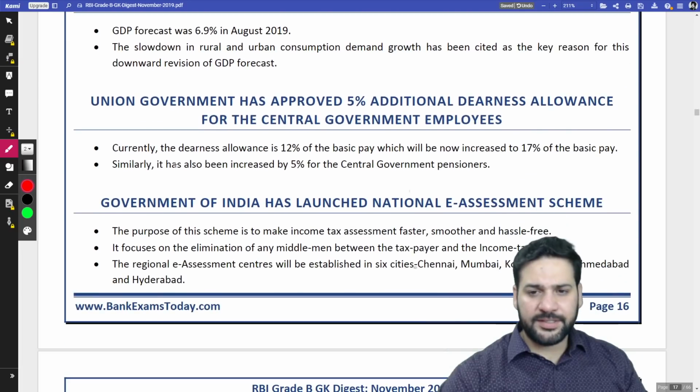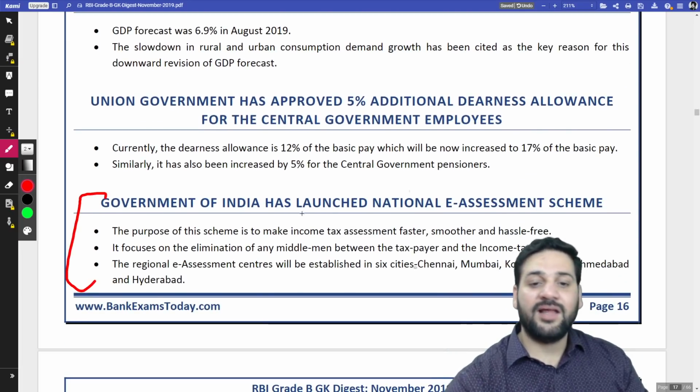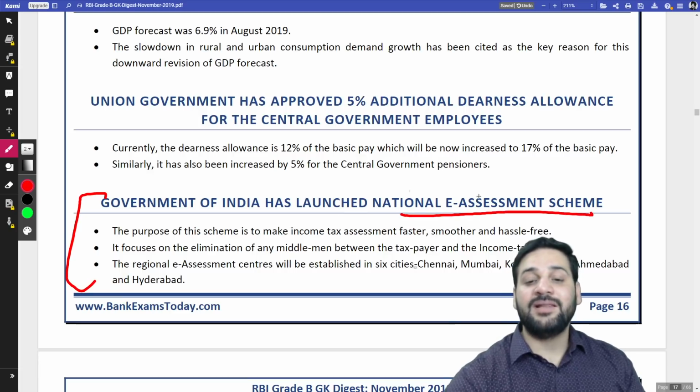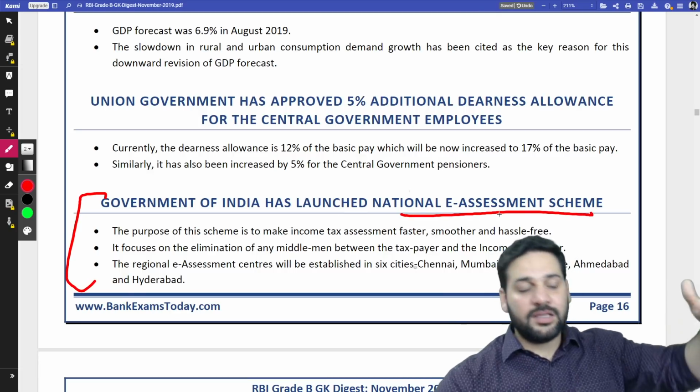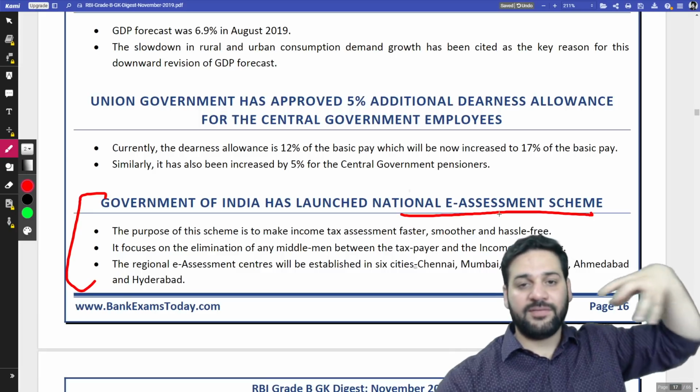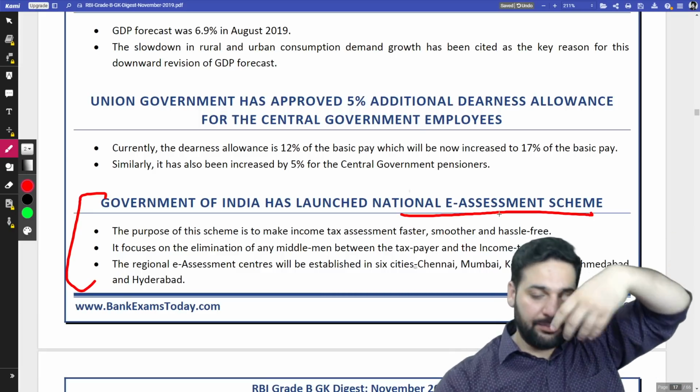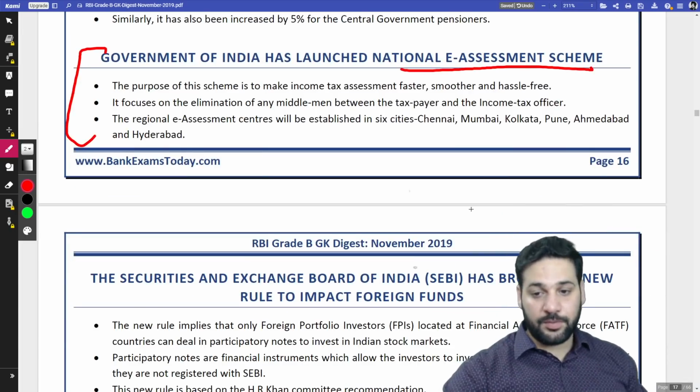Not that important. And the government of India has launched the National e-Assessment Scheme, and this is about taxation. ताकि there will be no face-to-face interaction between the taxpayer and the assessee. It will be all online, right? There will be an online process.